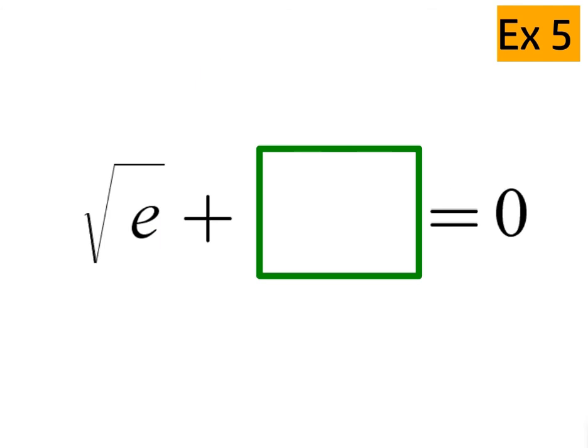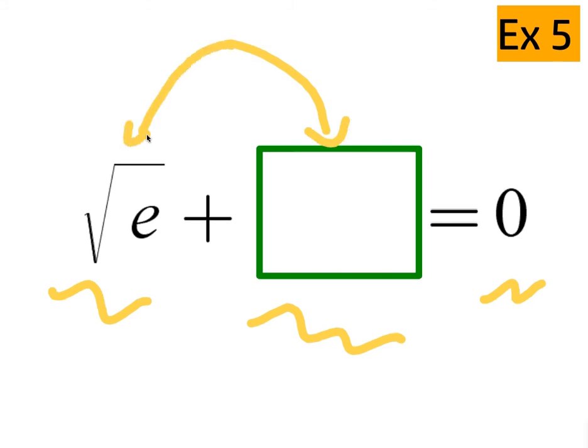Okay, let's look at this one together. The square root of e plus what gives you 0? Well, what would be the negative version of this? Actually, all you have to do is just put a negative sign in front, so it would be the negative square root of e. As complicated as that looks, it's that simple. It's just the negative version of that number.